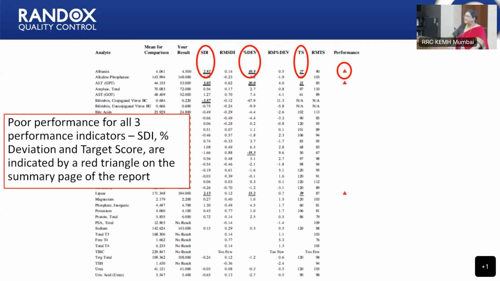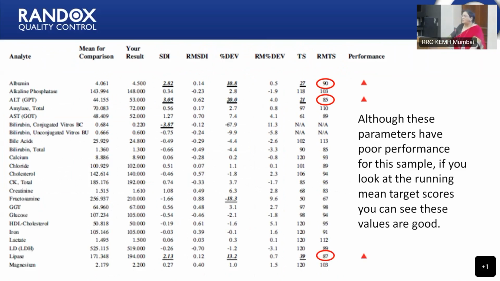When we study this summary page, we can see that for albumin, all three performance indicators are out. That is why the red color triangle is appearing. That means they all are beyond the acceptable limit. But when we see the overall performance of albumin, the RM target score is showing 90. That means overall the performance of albumin is good in the laboratory, but probably this particular sample was affected and the error could be sample specific. There does not seem to be a systematic error.